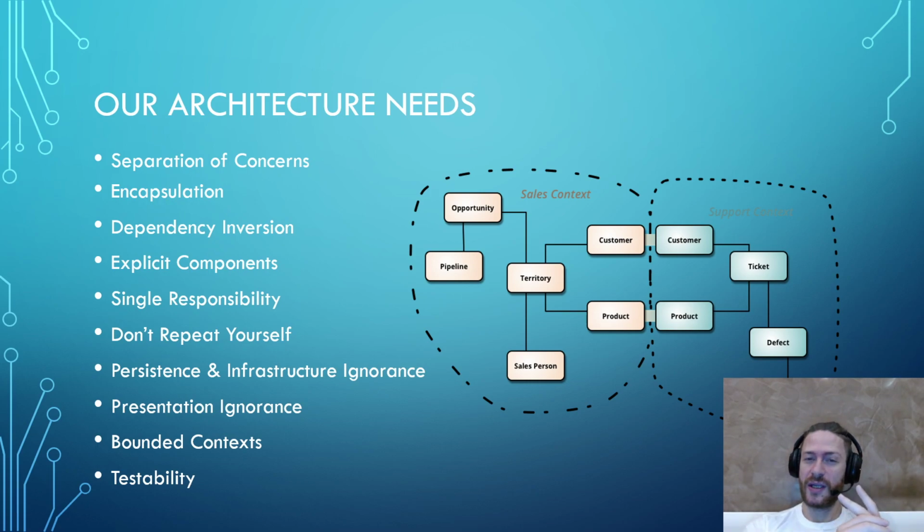We need to not repeat ourselves. We need to have persistence and infrastructure ignorance. What this means is that databases, presentation, all infrastructure details like Azure specifics, for example, or Amazon specifics, should be a detail in our system. Our system should be built around the business logic and not the infrastructure.